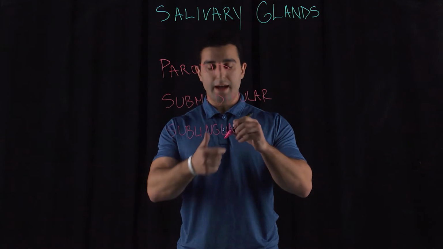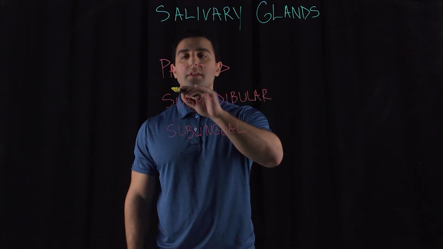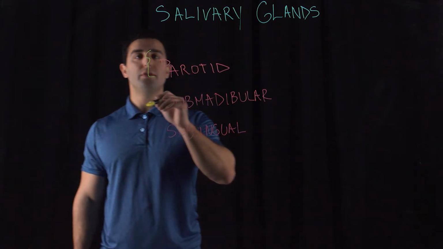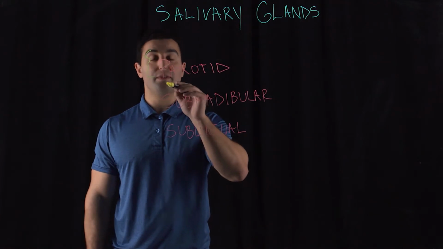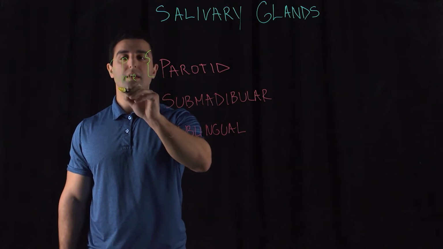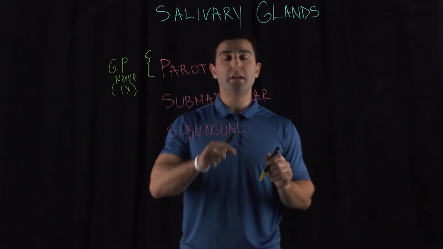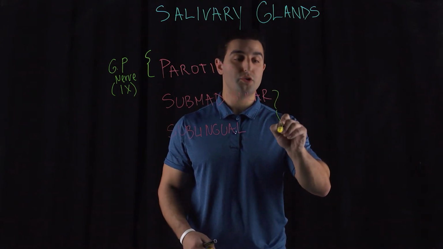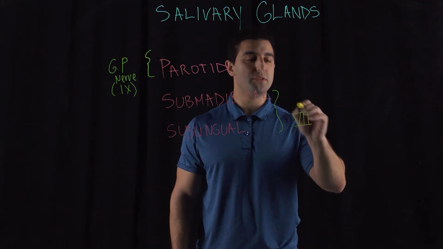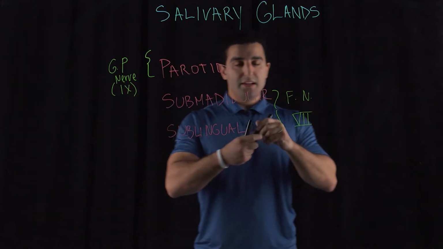So the way they are activated: they are activated by those cranial nerves that you learned before, right? So the parotid is regulated by the cranial nerve called the glossopharyngeal nerve. Do you remember which cranial nerve that is? That is number 9. All right. And then the submandibular and sublingual are controlled by cranial nerve number 7, which is called the facial nerve.